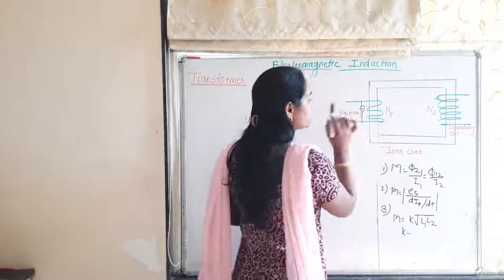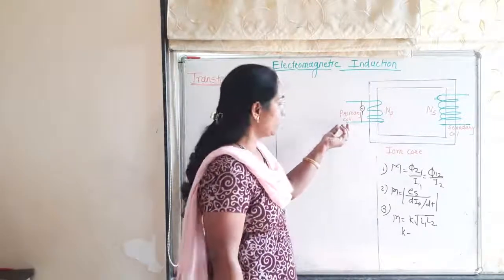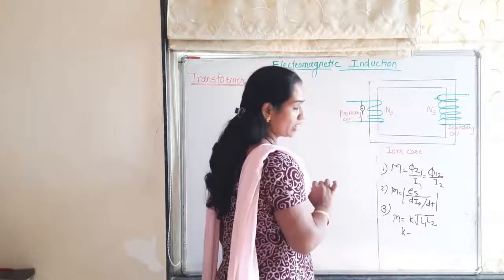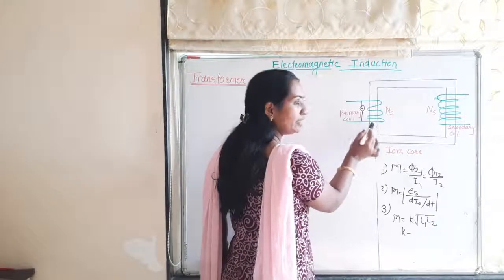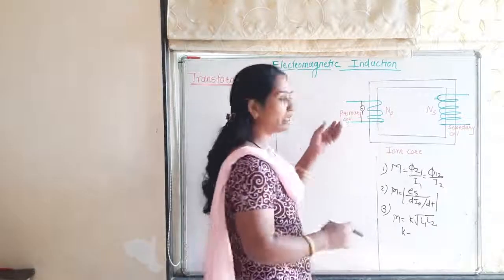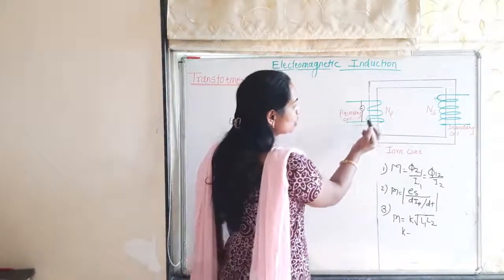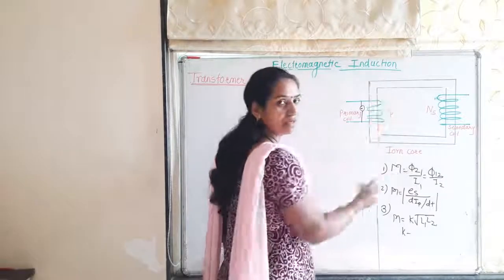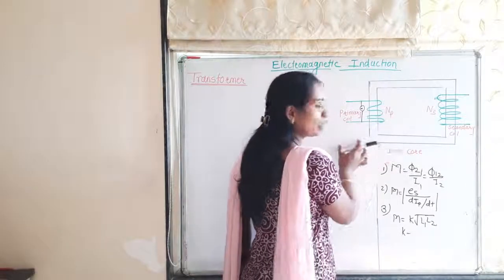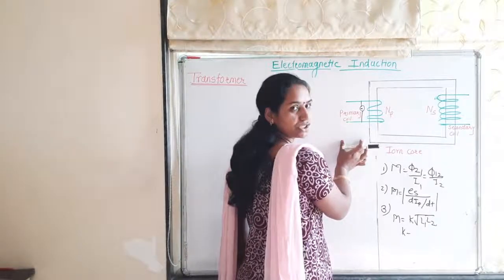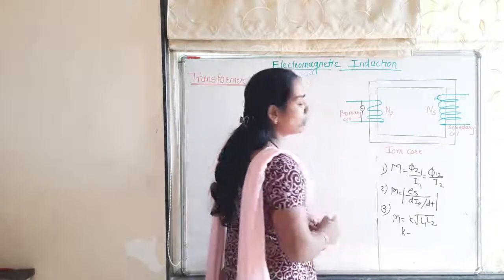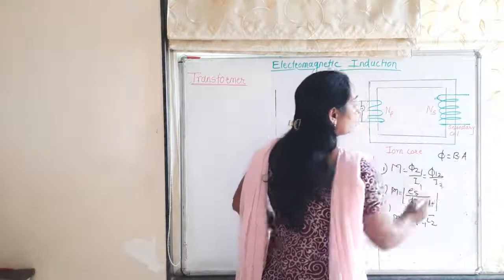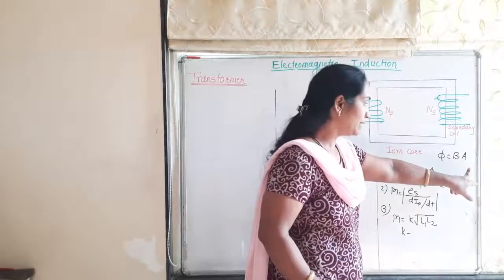This sign indicates the alternating voltage. If an alternating voltage is provided to the primary coil, the voltage is alternating, so the current also changes. Because of this current, magnetic flux is induced in the primary coil. We know the formula for the magnetic flux is B into A, where B is the magnetic field and A is the area.